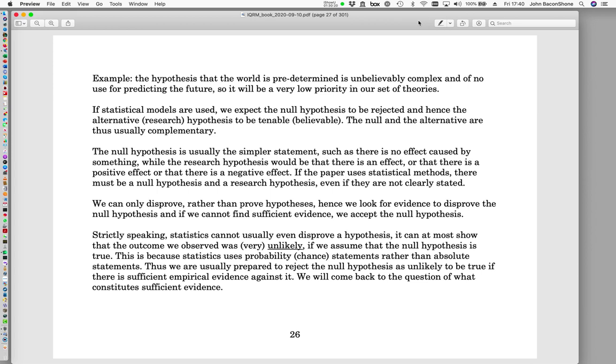So we're usually prepared to reject the null hypothesis as unlikely to be true if there is sufficient empirical evidence against it. And we will come back later to the question of what is sufficient evidence.